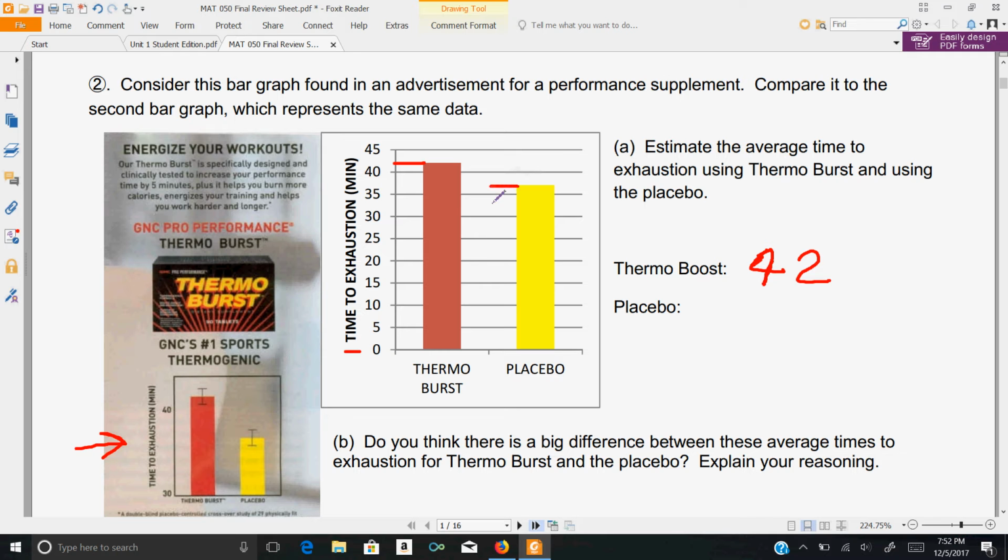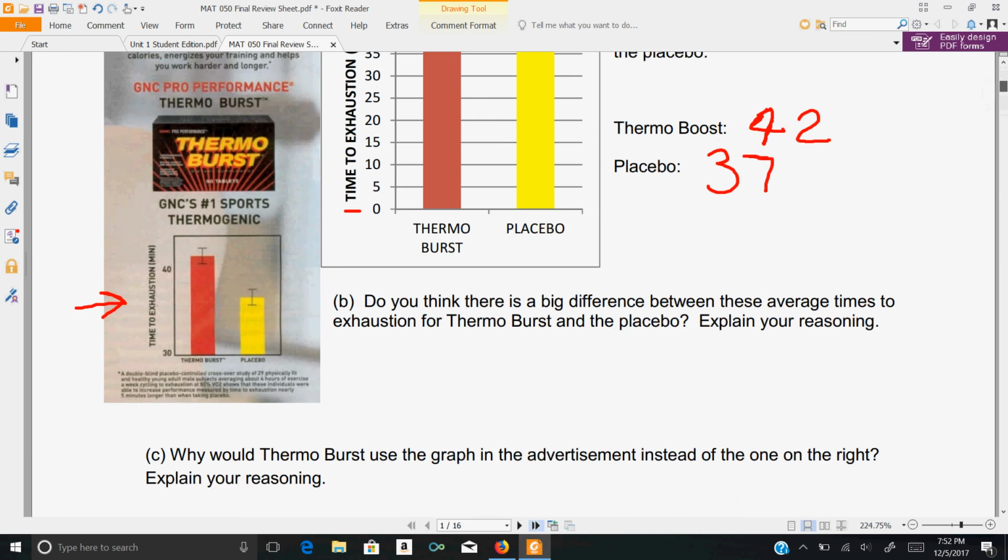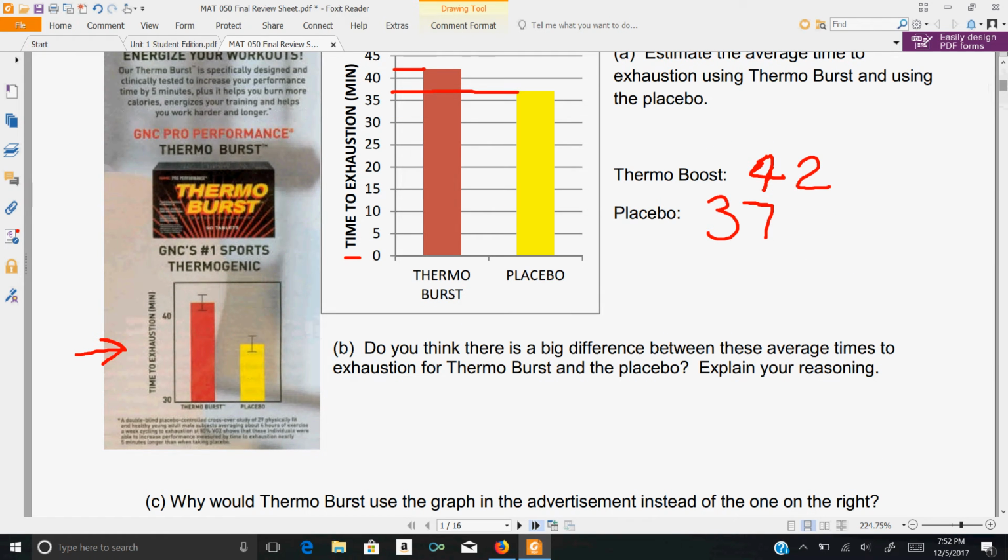If we look at the placebo, it is between 35 and 40, and I'm going to call that 37 because it is closer to the 35 than it is to the 40. And then question B, do you think there's a big difference between these average times to exhaustion for ThermoBurst and the placebo? Placebo is just something that is known to have no effect. It's just given to people to make them think that they will do better. So they're comparing ThermoBurst to people just believing that they'll do better. So explain the difference. Is there a big difference?